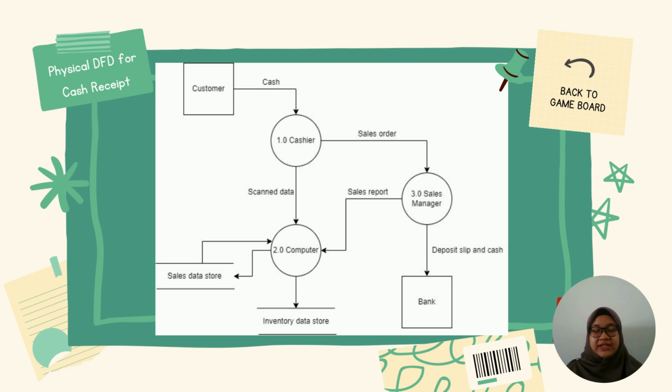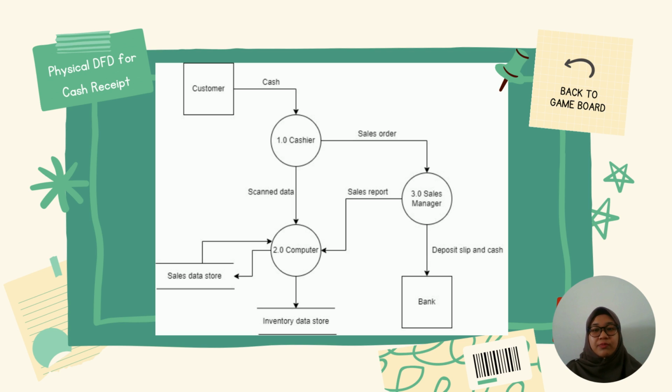For the cash receipt physical DFD, there are three internal and two external entities, which are for the internal, cashier, computer, and sales manager, and for the external, customer and bank. So first, the customer will make a cash payment to the cashier, then the cashier will scan the payment data to the computer to update the sales data and inventory data store.